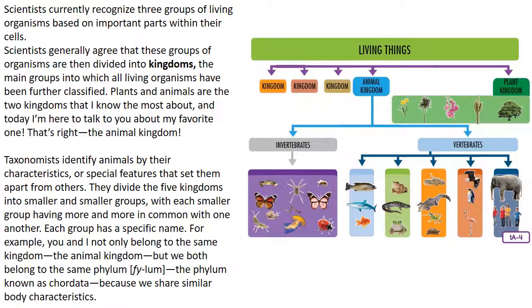For example, you and I not only belong to the same kingdom, the animal kingdom, but we both belong to the same phylum, the phylum known as Chordata, because we share similar body characteristics. You see the living things broken down into animal and kingdom in the picture, and we'll talk about how they are also broken into invertebrates and vertebrates.